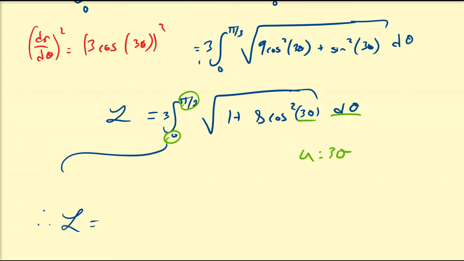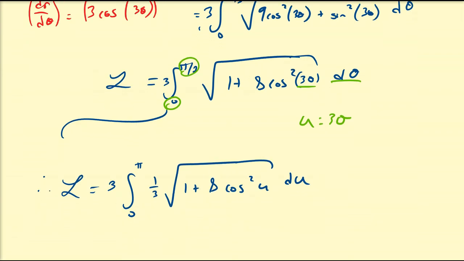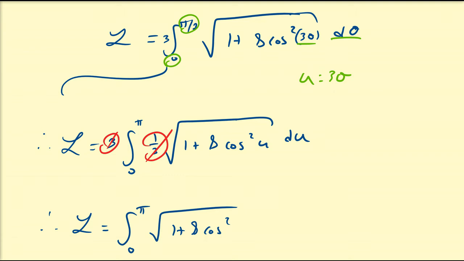So the arc length is going to be equal to 3 times the integral from 0 to pi, in that case, and then we're going to have, this is going to be 1/3 times the square root of 1 plus 8 times the cosine squared of u du, right? And of course this 3 and that 1/3 will cancel, so the arc length of the 3 petals is going to be characterized by the integral from 0 to pi of the square root of 1 plus 8 cosine squared x dx. I can call this x since it's a dummy variable, right?